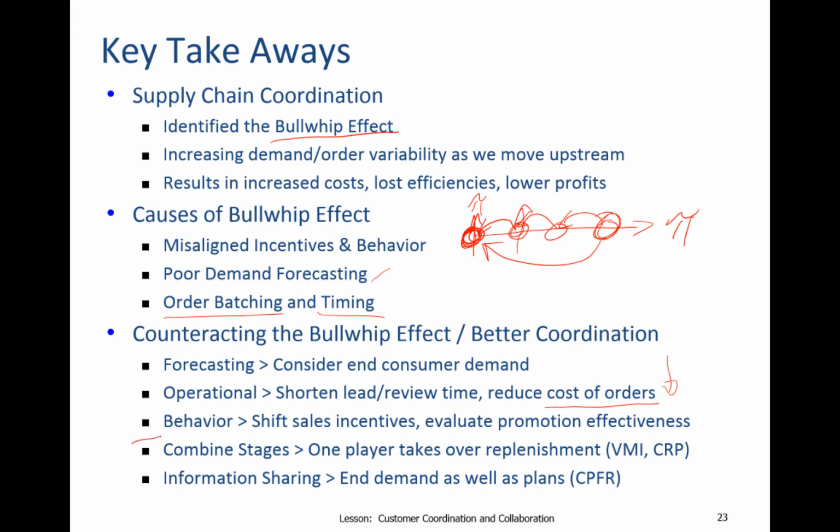Now, these last two bear a little more discussion. The first one is combining stages. So what do I mean here?